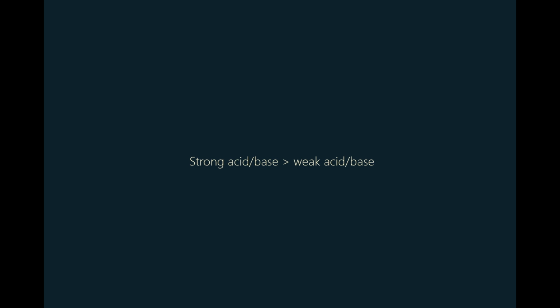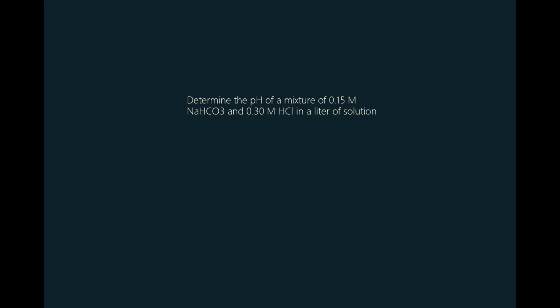So what if it's higher? What do we do then? So let's do a problem to answer that. Determine the pH of a mixture of 0.15 molar NaHCO3 and 0.3 molar HCl in a liter of solution. So our HCO3 here is our weak base buffer, and the HCl is our strong acid. First, we'll set up our equation. We know our molar and volumes, which multiplied together get us our moles, so we'll plug that into our ice table.